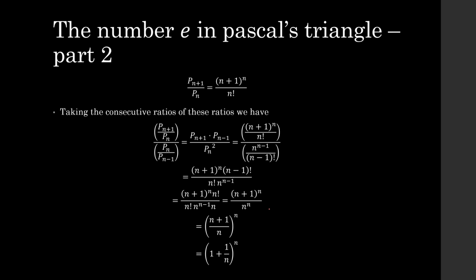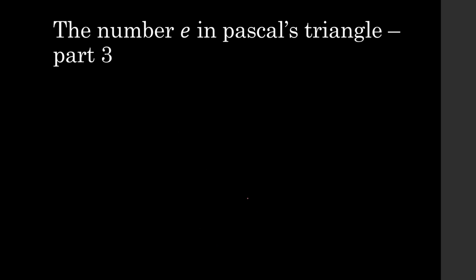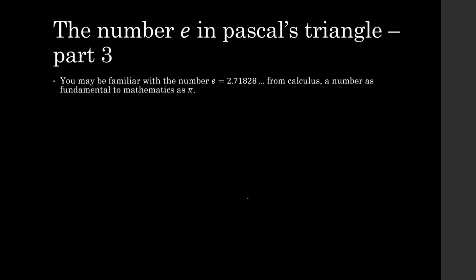And I can rewrite that as 1 plus 1 over n to the n, just by taking n over n equals 1, and 1 over n equals 1 over n. Alright, so if you are familiar with e, this expression is going to look a little familiar. And so we'll see why here.